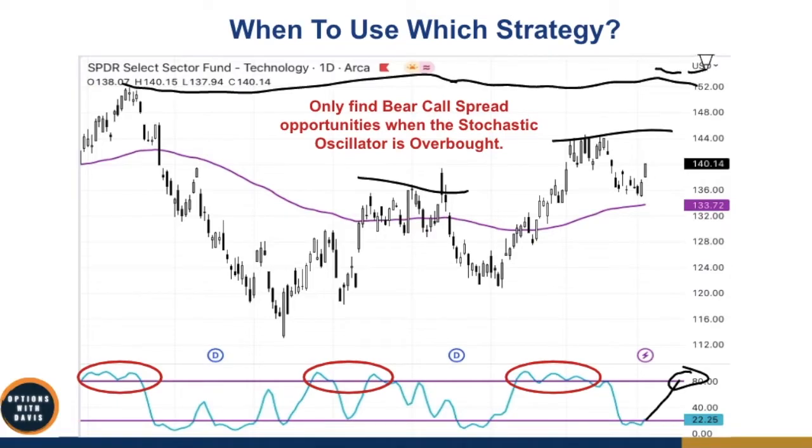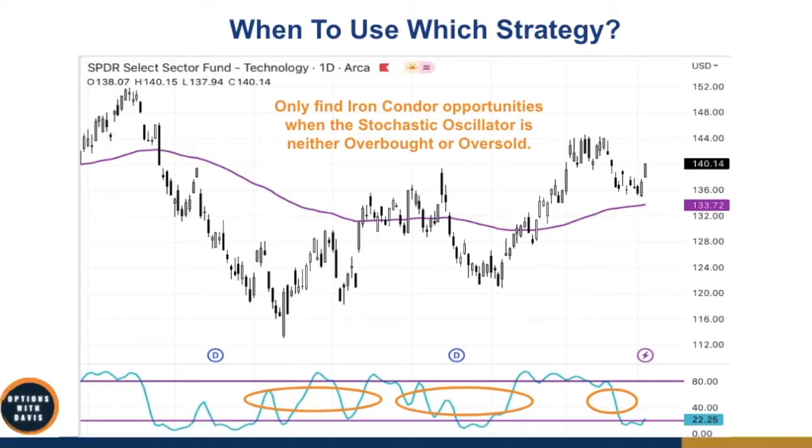So you have the short call down here, and then you long a call above down here. Lastly, you have the iron condor. You put on the iron condor when you can see that the market is neither overbought nor oversold. So this is much more straightforward. If you see the market is neither overbought nor oversold, then you can just go ahead and place an iron condor trade. This way, it makes things simpler.